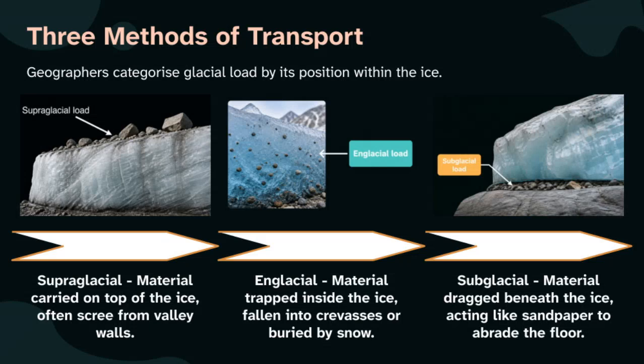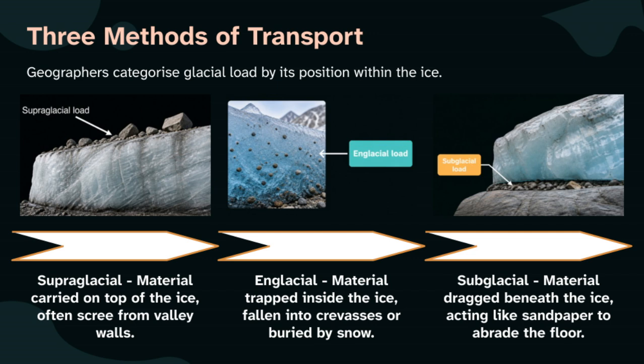Geographers classify glacial load by where it is carried within the glacier. There are three main types. The first is supraglacial load. Supra means above or on top. Supraglacial load is material carried on top of the glacier. This is often rock that has fallen from valley sides due to freeze-thaw weathering or mass movement.